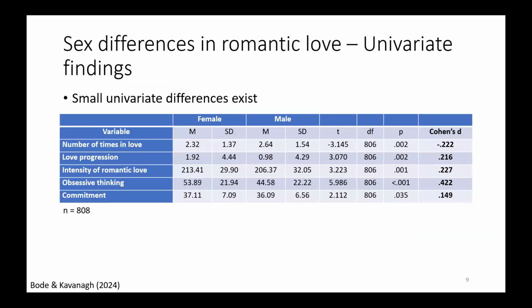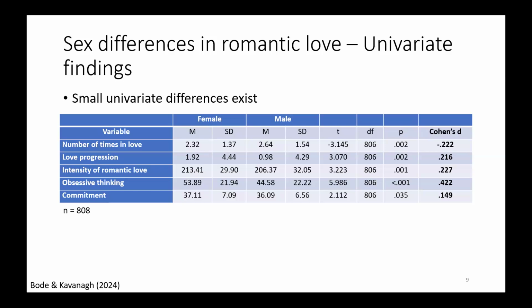So the first thing we did was look at univariate sex differences, and we looked at number of times in love, love progression, which is a measure of when individuals fell in love relative to when they started their romantic relationship, the intensity of romantic love, obsessive thinking, and commitment. And what we've got here are the means and standard deviations, as well as some test statistics. And on the right, the most important statistic that we've got is Cohen's d, which is an indication of effect size. So as you can see, men had fallen in love slightly more often than had females.